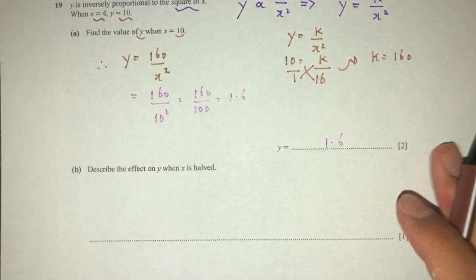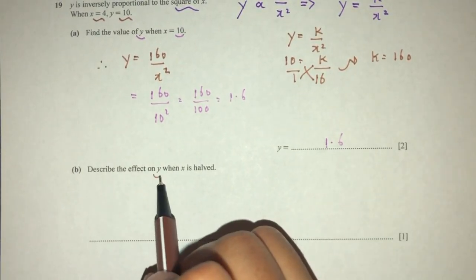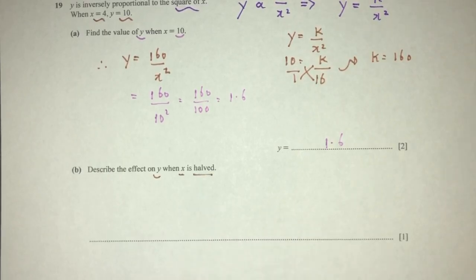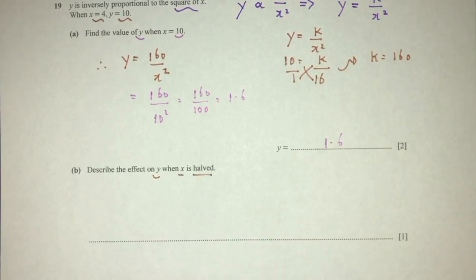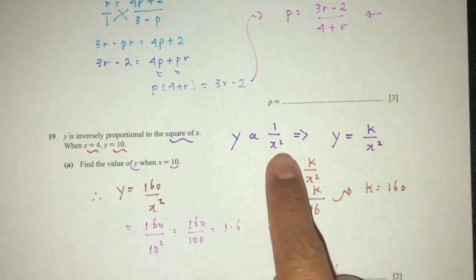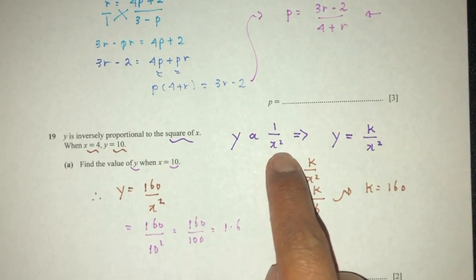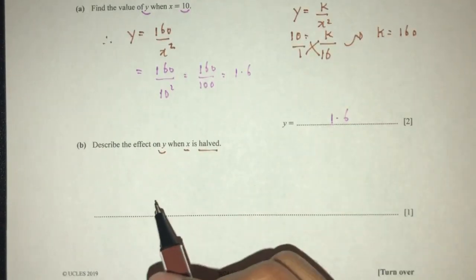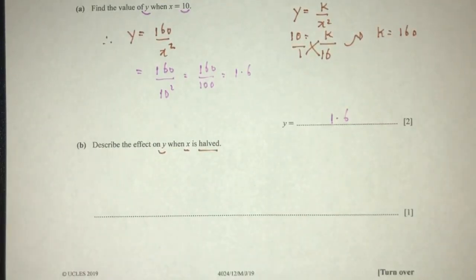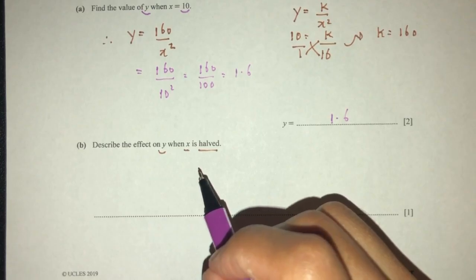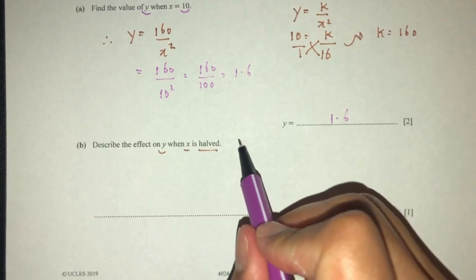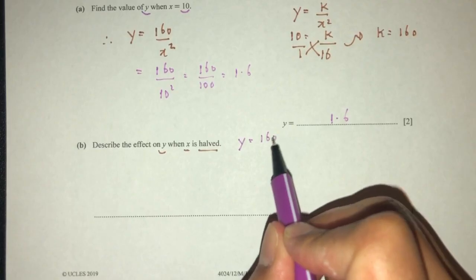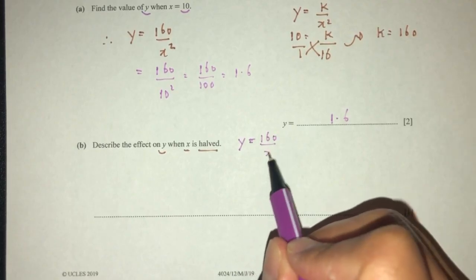Now for part B, describe the effect on y when x is halved. Because y is inversely proportional to x squared, when x is halved, y will be multiplied by 4. Or we can use an example if you want to understand. Let's use an example. At first, our equation was y equal to 160 over x squared.